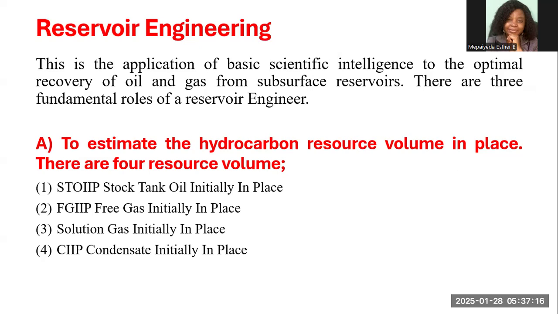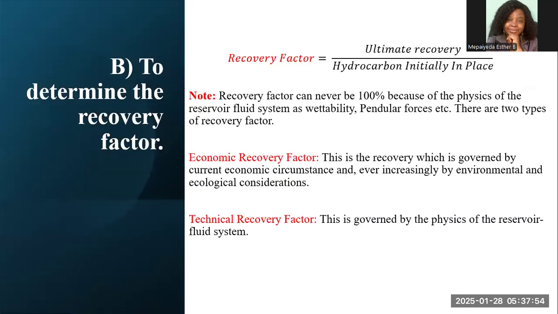So you have four basic major resource volumes. For some texts, you may find more, depending on the grouping, depending on the author. So there are four basic resource volumes. You have the stock tank oil initially in place. That's the total amount of oil that you have in your reservoir. Then the free gas initially in place, the solution gas, we discussed some few things about solution gas, your Rs, the solution gas initially in place, and the condensate initially in place. So you are interested in this as a reservoir engineer.